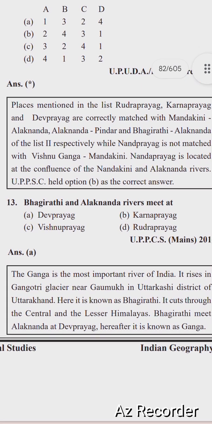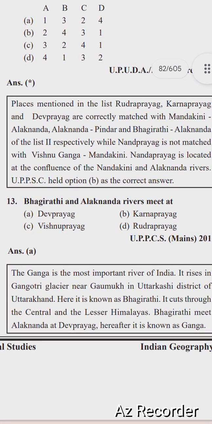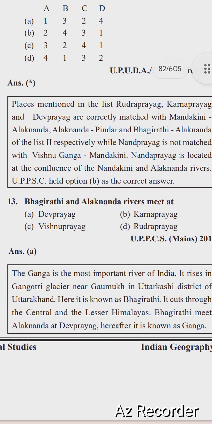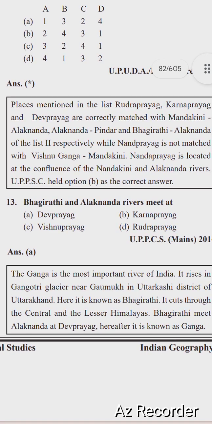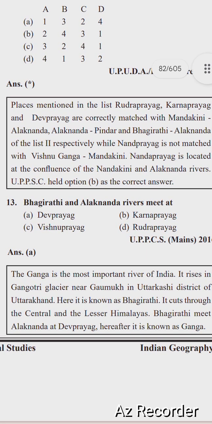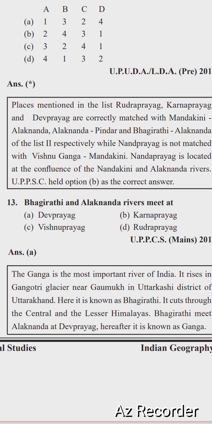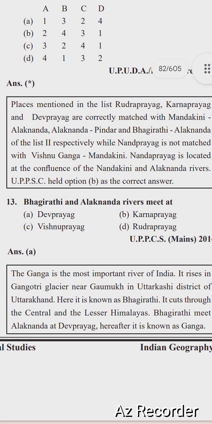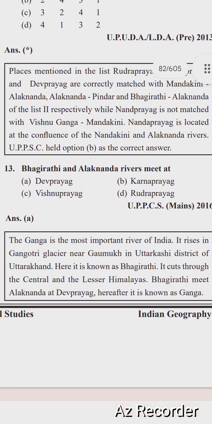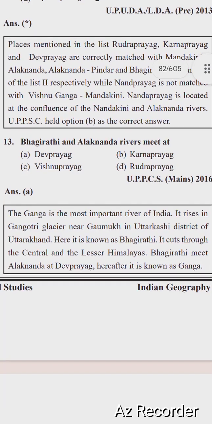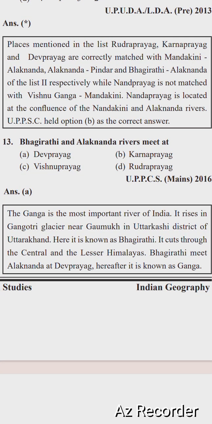Next, Bhagirathi and Alaknanda meet at: options are option A, Dev Prayag, option B, Karna Prayag, option C, Vishnu Prayag, and option D, Rudra Prayag. Right option is option number A, Dev Prayag. We studied this in previous questions also. Various times we studied, so we remember this point easily.